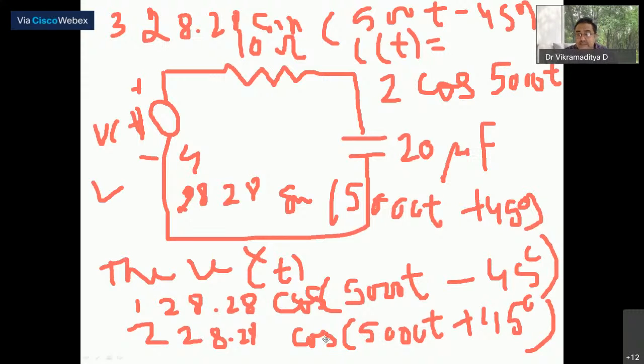Now since it is a cosine waveform, we will try to keep it in cosine only, and this angle is nothing but minus phi, where phi is the phase difference between them. And phi is given as how much? You can calculate first of all cos phi, and then you can calculate phi. So what is cos phi? Cos phi is nothing but R by Z, that you can calculate.